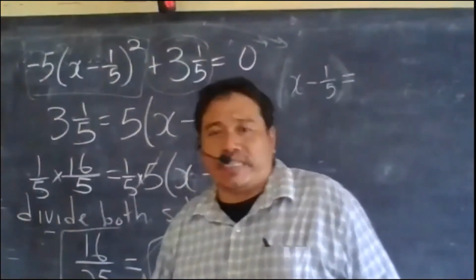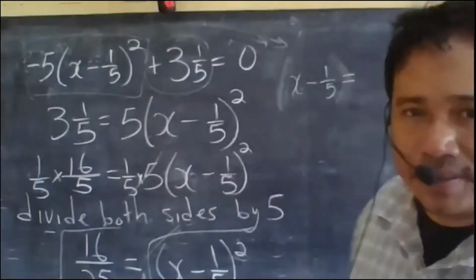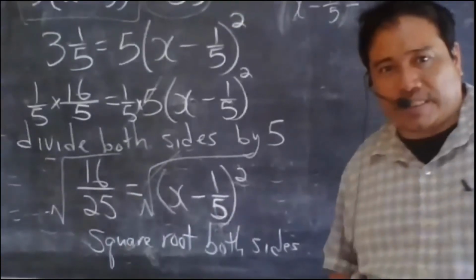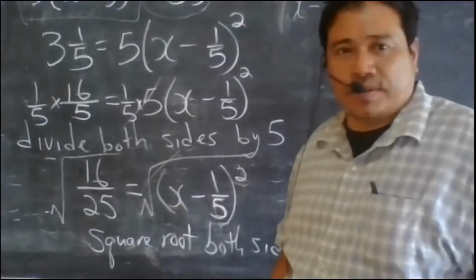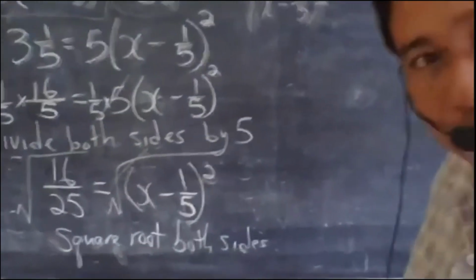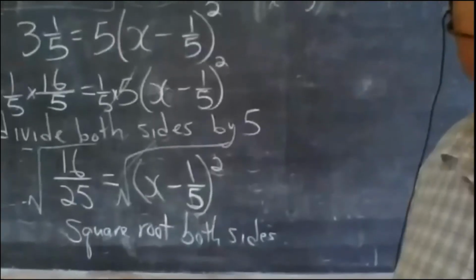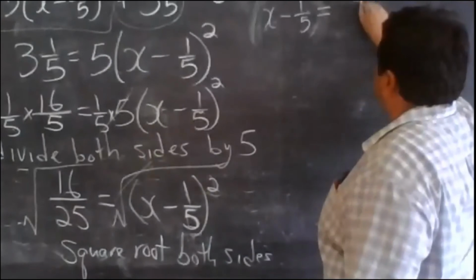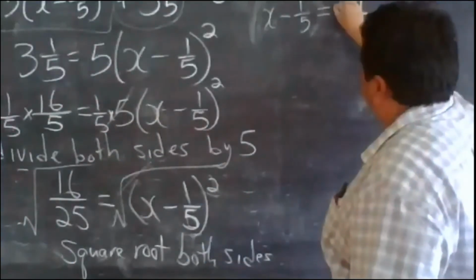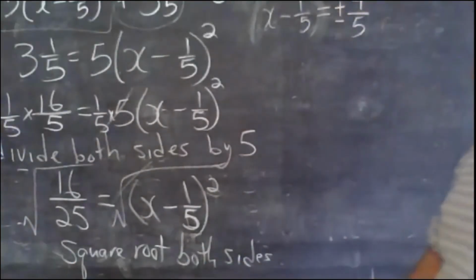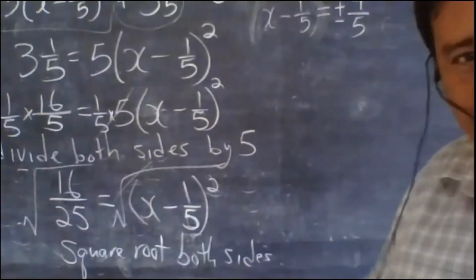What is the square root of 16? 4. So the square root of 16 is 4. What's the square root of 25? 5. But this must be plus or minus. It has to have that plus or minus.